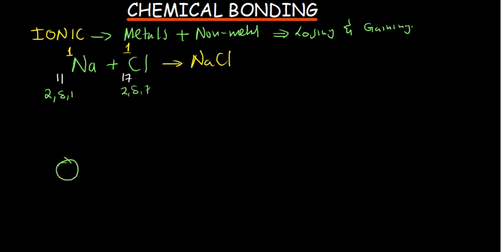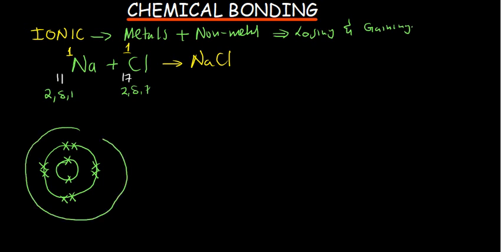The first shell has got 2 electrons. Second shell has got 8 electrons. 1, 2, 3, 4. You put them in a pair of 2, 2, 6, 7, 8, and then we are remaining with the last shell, which has got only 1 electron. So this is going to react with what? With the chlorine. So this is sodium.